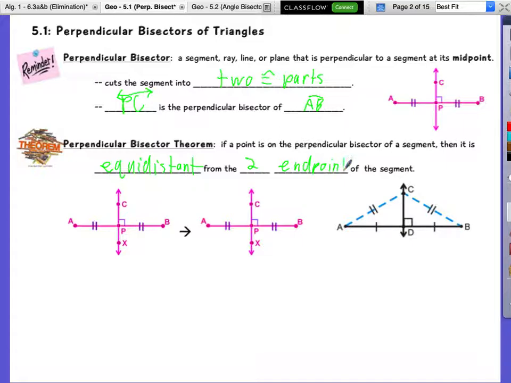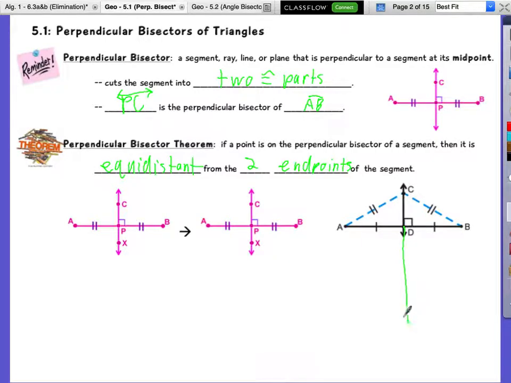So in this far right example, I think is the one we looked at here, since line CD is a perpendicular bisector of segment AB, and since point C is on the perpendicular bisector, then it's going to be equidistant from the two endpoints. The distance to A and B are the same.